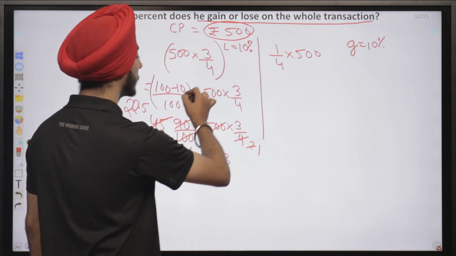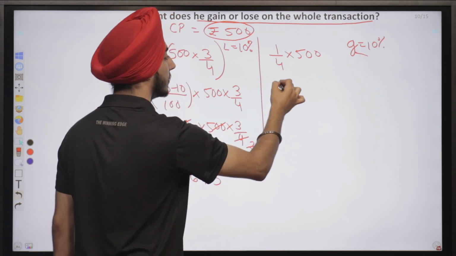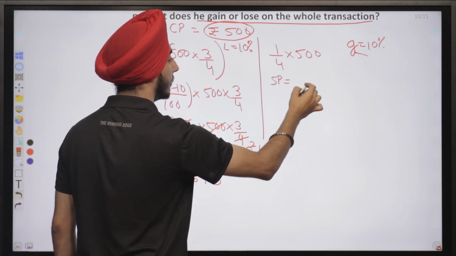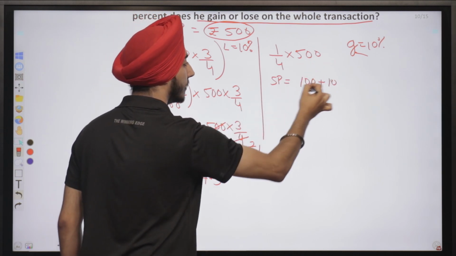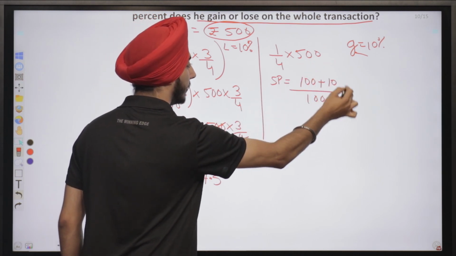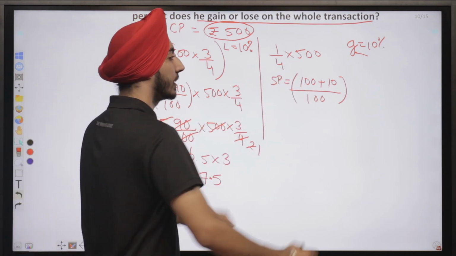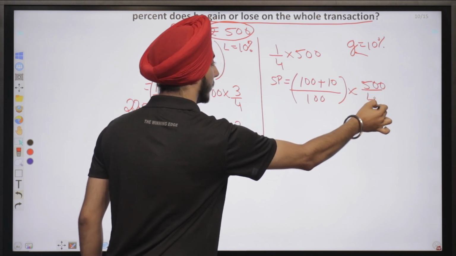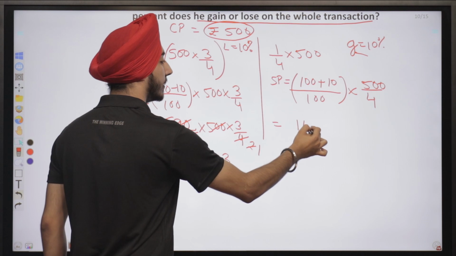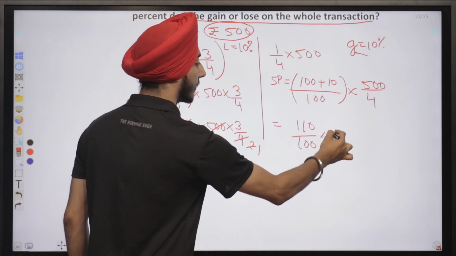Second case में again we'll use the same formula for SP here, but we are having a gain. So it will be SP equals 100 plus gain, that is 10% upon 100 into our cost price. What is the cost price for second case? 500/4. So let's solve it out. This becomes 110 upon 100 into 500/4.